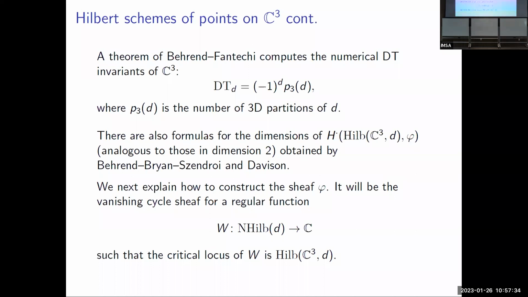So now I'll explain how to define this sheaf phi. So in particular, this will explain how to define this cohomology spaces, and by taking the Euler characteristic, you also obtain a definition of numerical DT invariant. So what happens in this case of D points on C3 is that you have a global description of your moduli space as the critical locus of a regular function on a smooth space. So indeed, we'll write this Hilb C3D as the critical locus of W, where W is a regular function on a smooth space. Okay, so how can we do that?